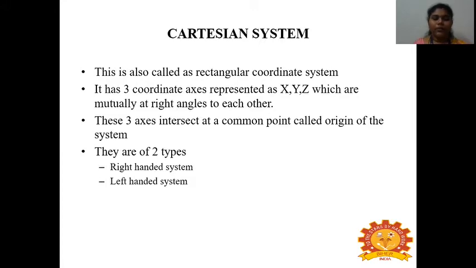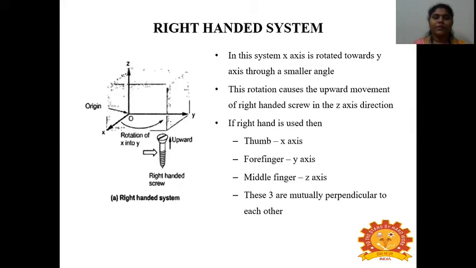There are two types: one is a right-handed system, the other is a left-handed system. First we will discuss the right-handed system. See here, these are the three axes: the x-axis, y-axis, and z-axis, and this is the origin O. In this system, the x-axis is rotated towards the y-axis through a smaller angle theta. Here we rotate the x-axis towards the y-axis, so automatically it will make an angle theta.